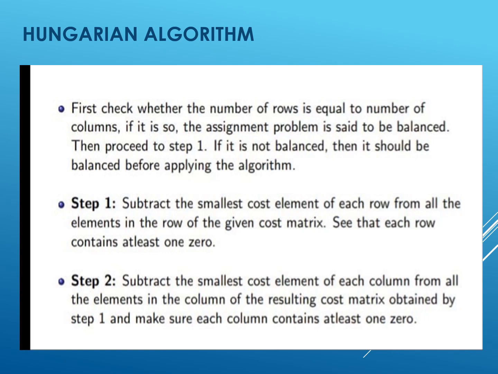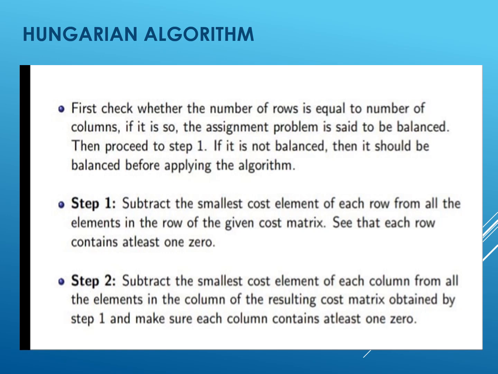Hungarian algorithm. First, check whether the number of rows is equal to the number of columns. If it is so, the assignment problem is said to be balanced. If it is not balanced, then it should be balanced before applying the algorithm. We use Hungarian algorithm to solve the assignment problem.